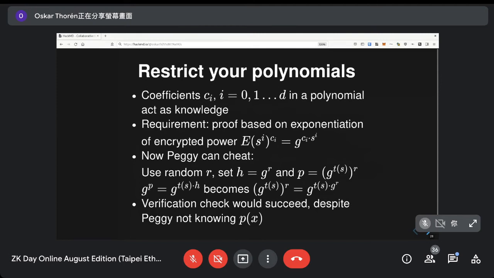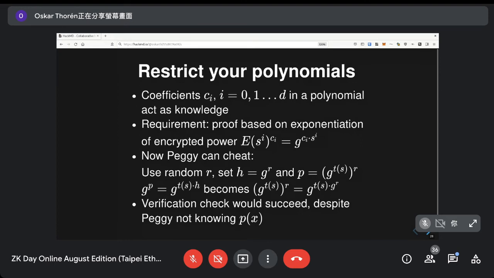In zk-SNARKs, we can think of the coefficients as representing knowledge. But for that to be the case, we have a requirement. We need the proof to be based on the exponentiation of these encrypted powers, so the polynomial has to be of the right form. And if it isn't, then Peggy can essentially cheat, breaking soundness.